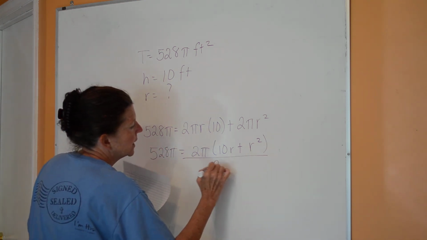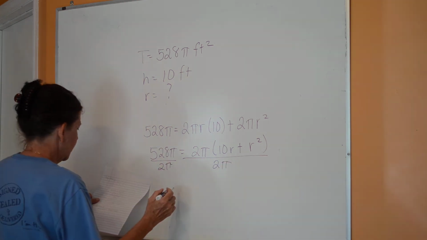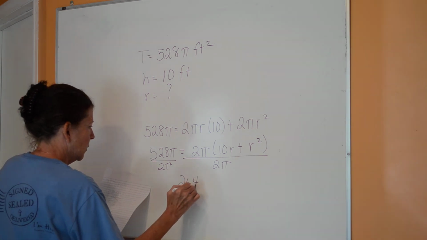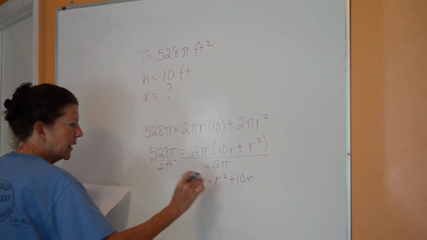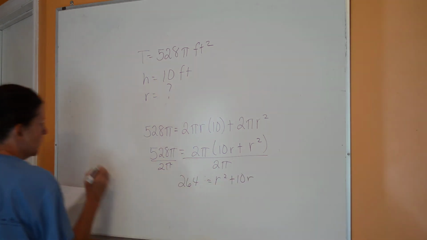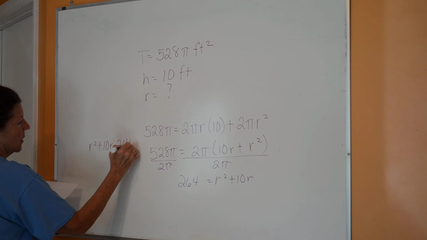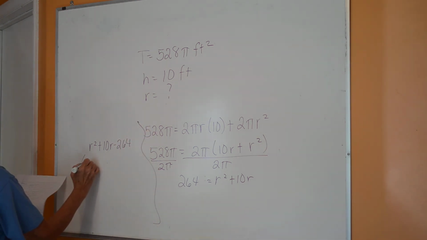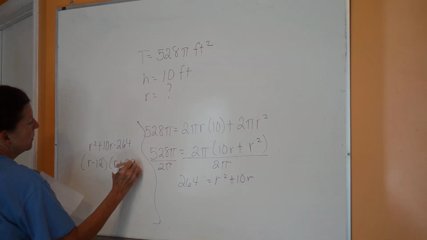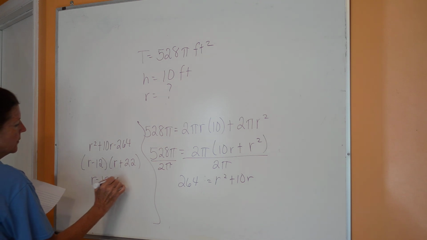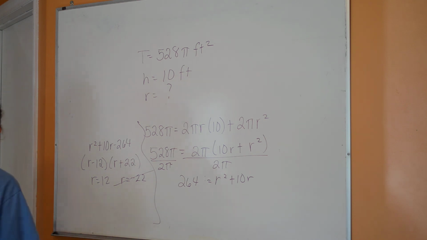I'm going to divide both sides by 2 pi. And that's going to give me 264 is equal to r squared plus 10r. I'm going to bring the 264 over. Let me go pull it back up here. Okay, I'm going to factor that into r minus 12 and r plus 22. So r equals 12, r equals negative 22, which it can't be negative because it's a radius or a distance, if you will.